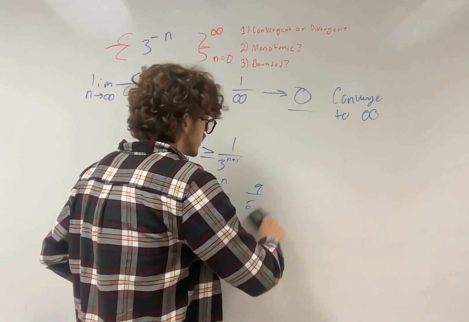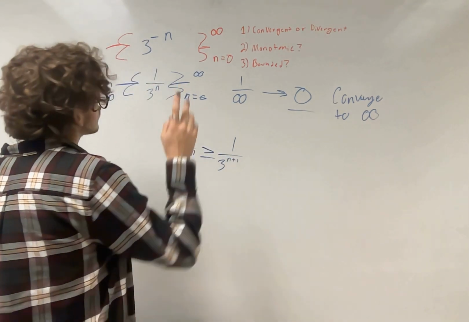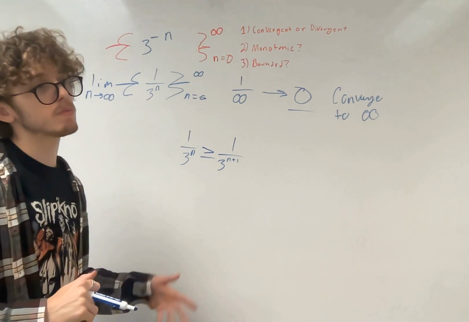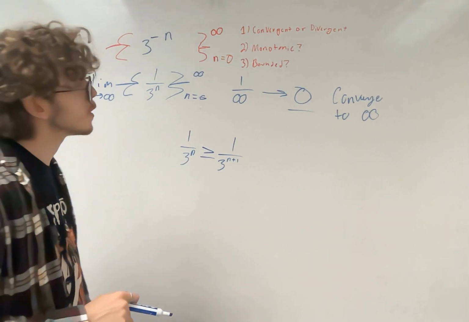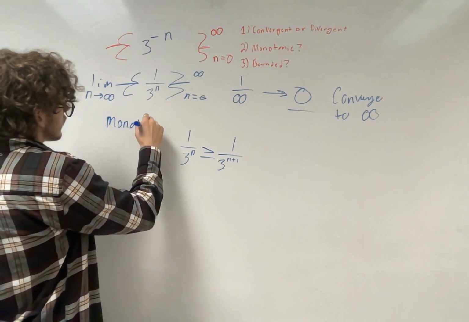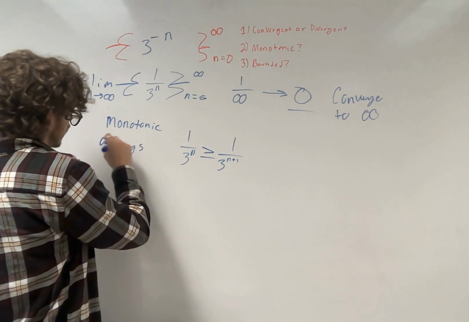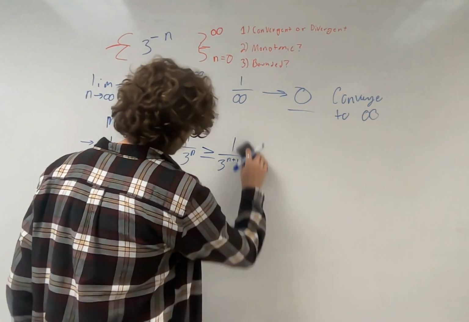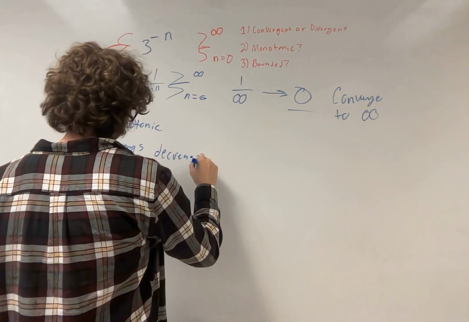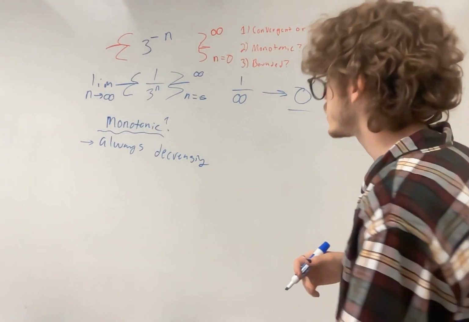So now that we know this relationship is true, we know that the sequence is always going to be decreasing, right? No matter what I plug in. If my n term was 9, I'd plug in 10 here and I'd still get a lesser value. That tells us that this sequence is monotonic and it's always decreasing. So, are we monotonic? Yes, we're always decreasing.